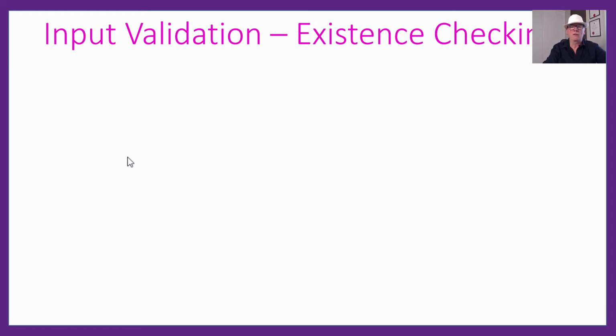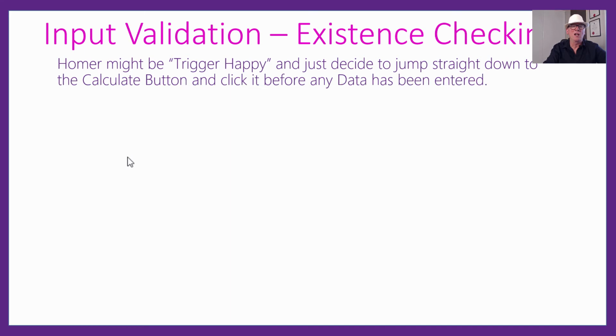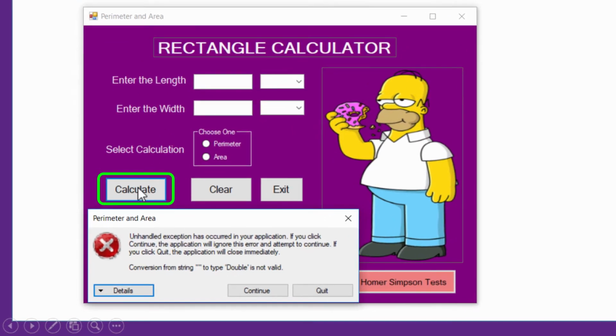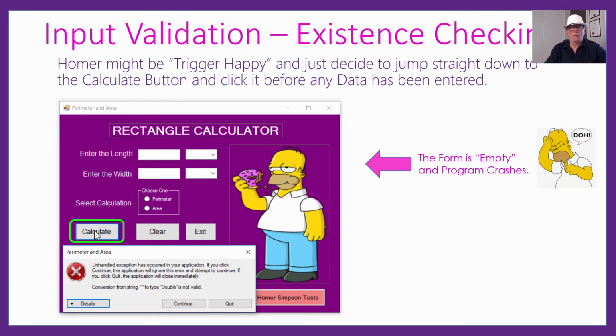So input validation, the first thing is existence checking. So Homer might be trigger happy and he just decides to jump straight down to the calculator button. Oh, I wonder what this button does, without entering any data at all, and that's going to cause a program crash. So the form is empty and the program crashes. Oh, okay, well that's not too good. We need to fix that up with some input validation.